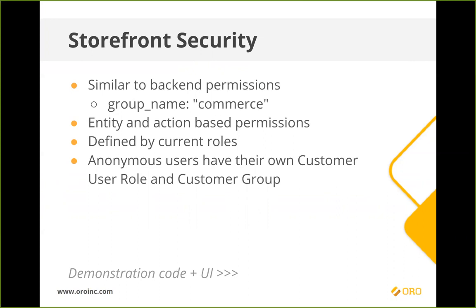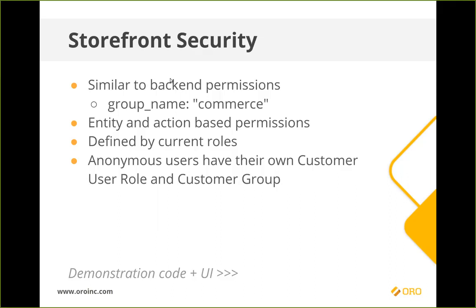Again, like the management console roles, here we also have entity and action-based permissions. We have seen this one already. Storefront security is defined by the current roles, so the permissions of each logged in user are merged. For example, if you have two roles, the actual permissions will be the intersection of those two roles. And as I have already mentioned, anonymous users have their own customer user role and customer group, because the application has to be able to identify which features have to be available for the user at the storefront.